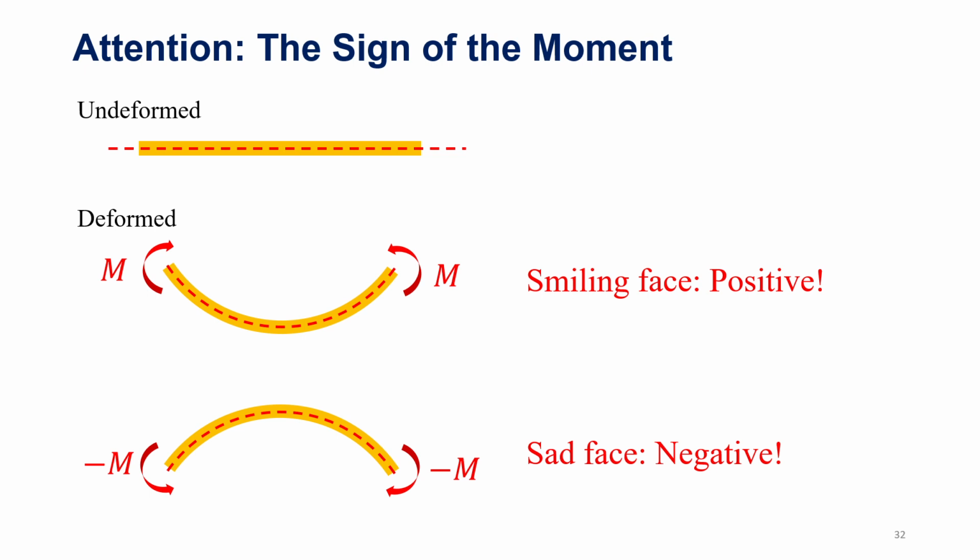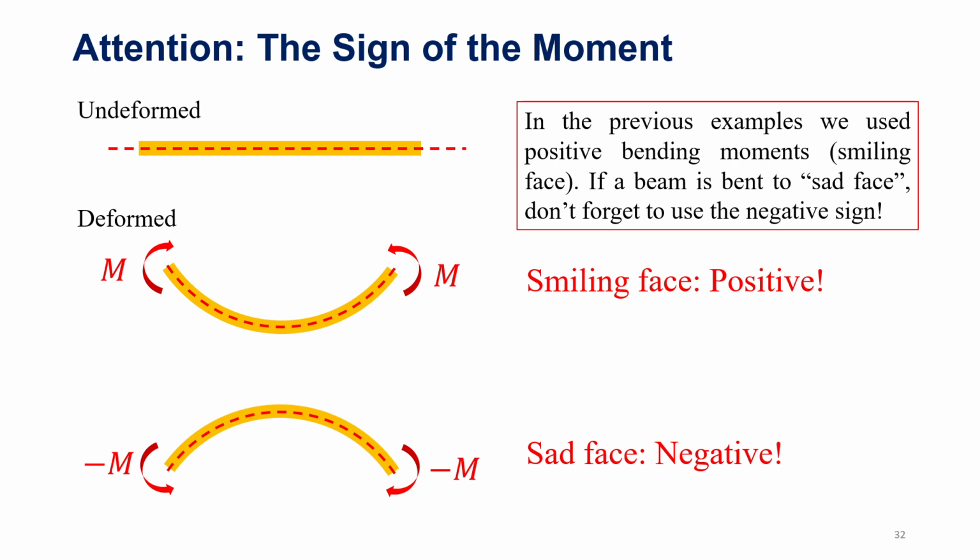We need to be very careful here. The sign of the moment, in the previous example, all I chose as positive is the smiley face of the beam. So if the beam is bent to a smiley face, it is positive. And if it is bent to a sad face, it is negative.